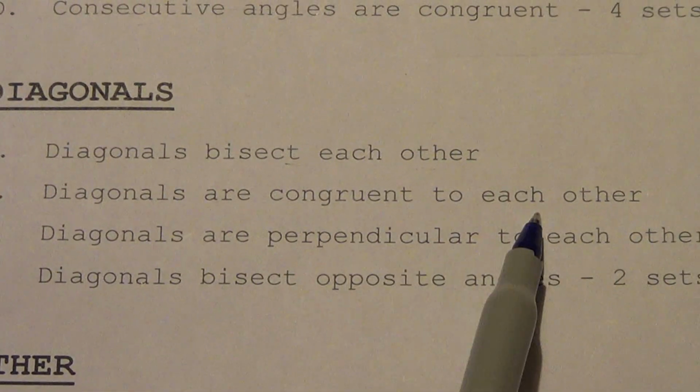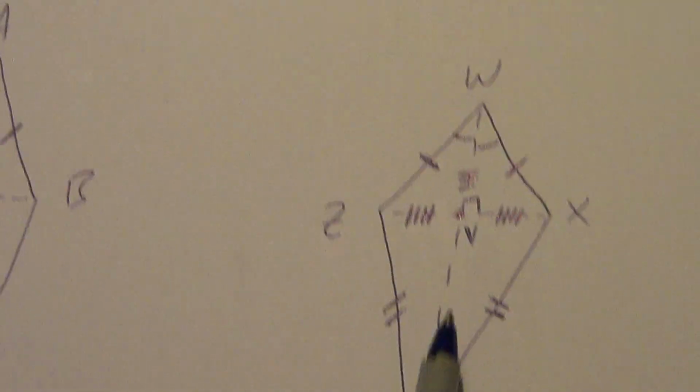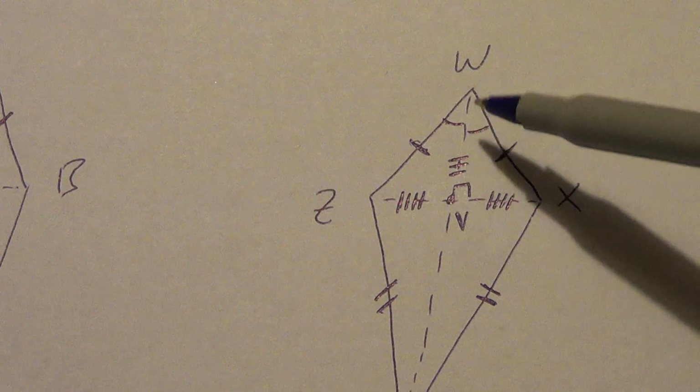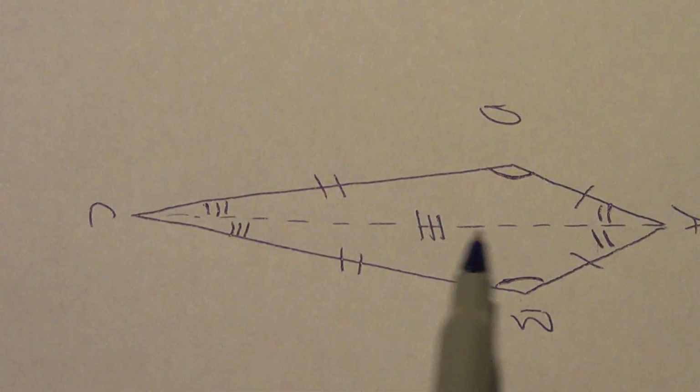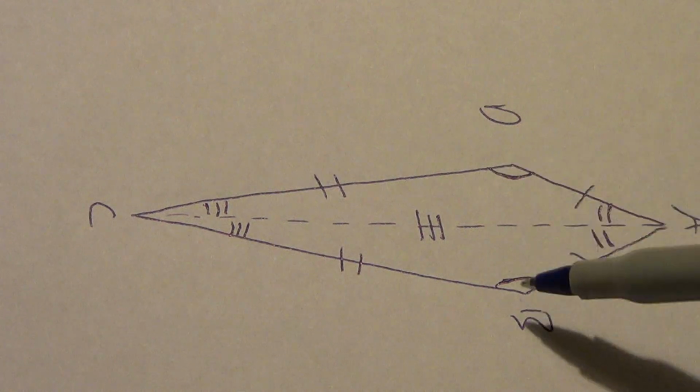Okay, let's look at what else we talk about here. Diagonals are congruent to each other. I think we could pretty easily look at that picture and understand that this does not have to be equal to this. Or in this picture here, obviously, this diagonal is a whole lot longer than this one right here. So that's not going to be true.